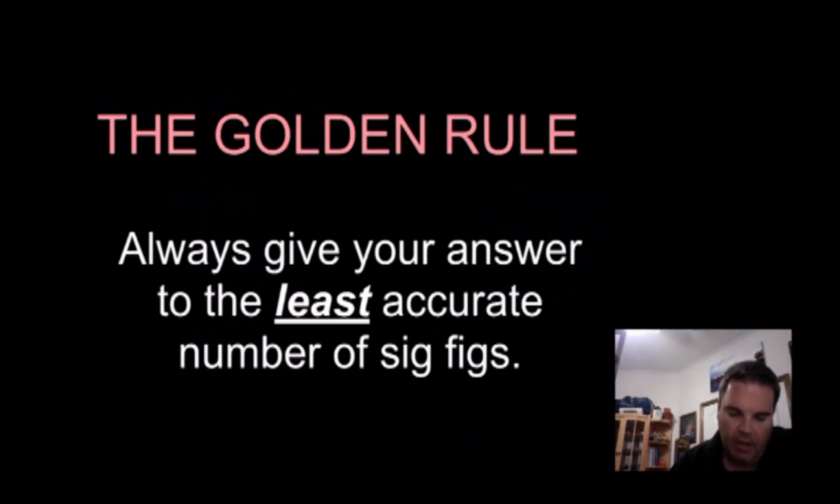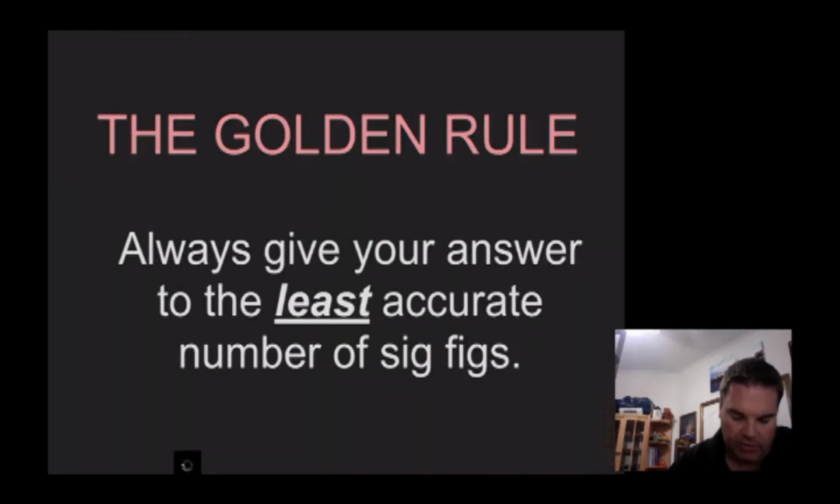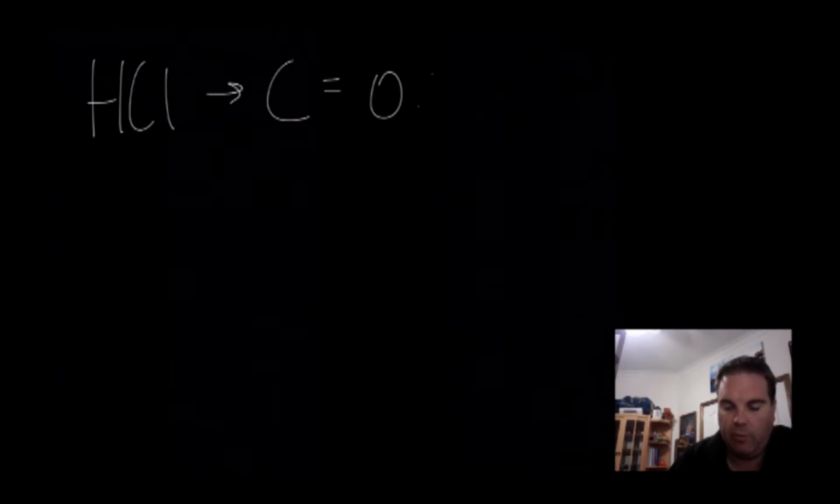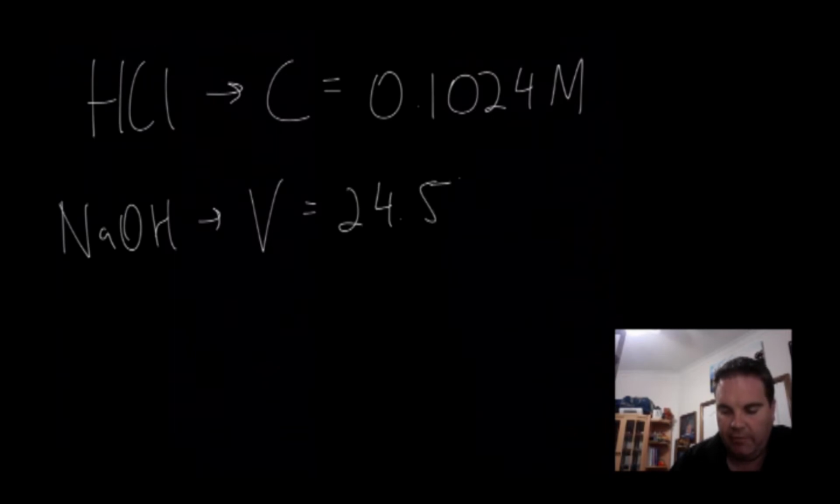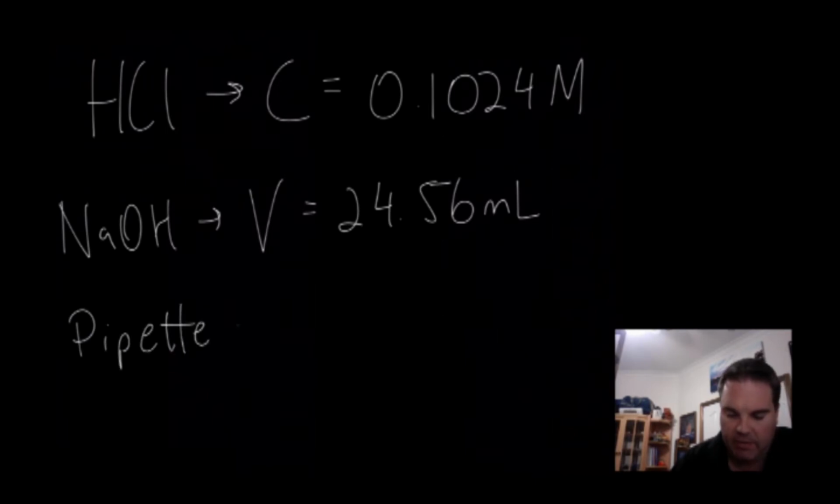The golden rule with doing your calculations is this: always give your answer to the least accurate number of significant figures. So you might be given a question which looks a little bit like this. You've got a solution of hydrochloric acid which has a concentration equal to 0.1024 moles per litre. You might say that that reacts with some sodium hydroxide. The average titre value was 24.56 millilitres. And for the hydrochloric acid, you used a pipette and you pipetted out 20.0 millilitres.